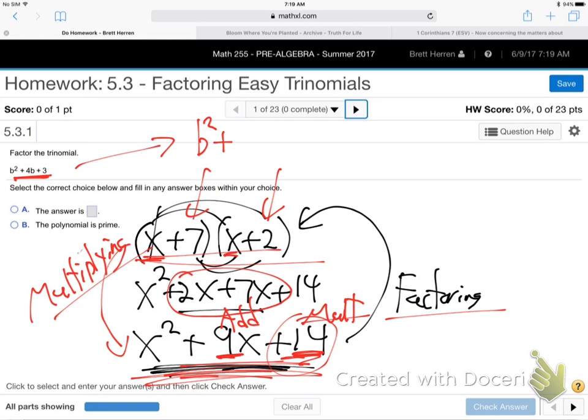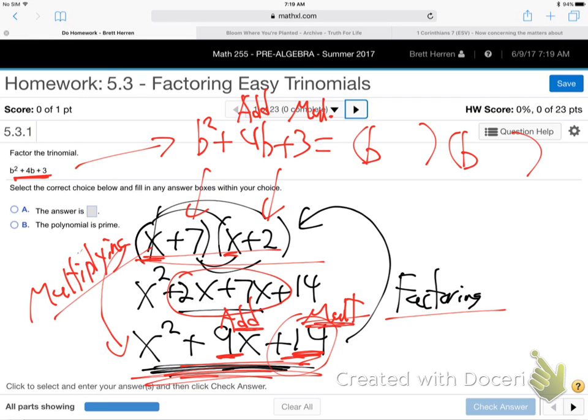All right, let's try it on the b thing. So b squared plus 4b plus 3. It's going to be 2 parentheses. We're going to always put the b's in the front. That's just automatic. And then you just ask yourself, what could those two numbers be that go in the back of the parentheses? And they have to multiply to be 3 and add to be 4. Right? See how we write multiply, add? Multiply in the end, add in the middle.